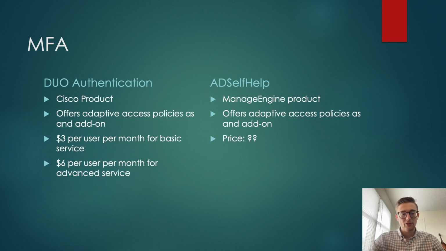Duo starts at $3 per user per month for basic service, so without the adaptive access policies, and then $6 per user per month for the advanced service. So you'd get those adaptive access policies that might be like, what IP is this? Where are you at? What time is it? And those are very important measures to take for implementing zero trust. I'm guessing that the Active Directory Self-Help has a similar price, but I would have to submit a quote to get to that point, and I did not do that. So for the sake of this, I'm going to assume the pricing is identical.